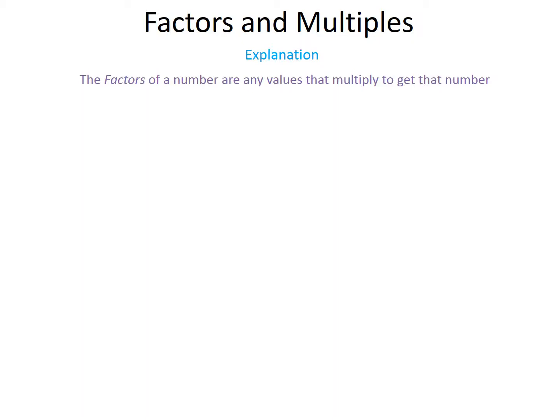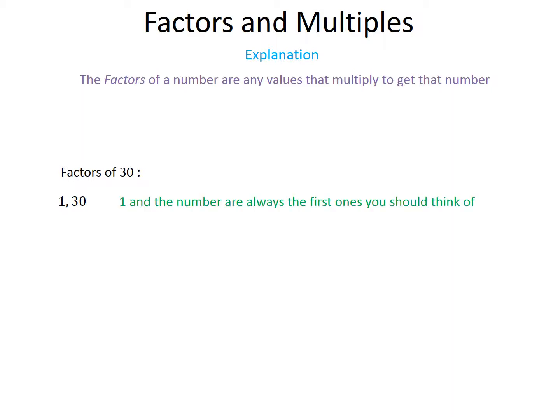Right, so let's try and do it without our times tables. We're going to try and find all the factors of 30. So this is all the numbers you can multiply together to get 30. So the first one I'm going to write down is 1 and 30. They will always be the first two factors you should write down, because every single number has 1 and itself as factors, because of course you can always times a number by 1 and you get that same number. Okay, so 1 and the number, always the first one you should think of.